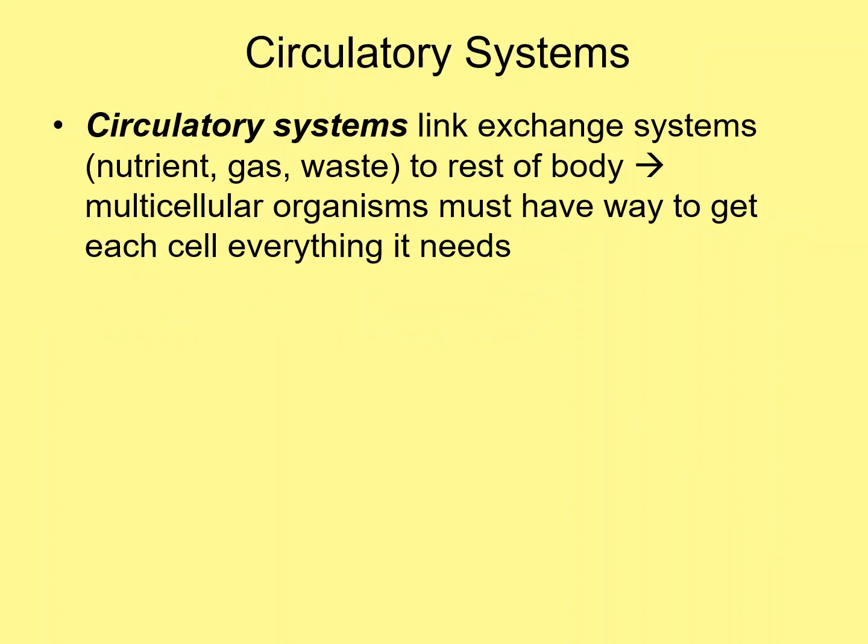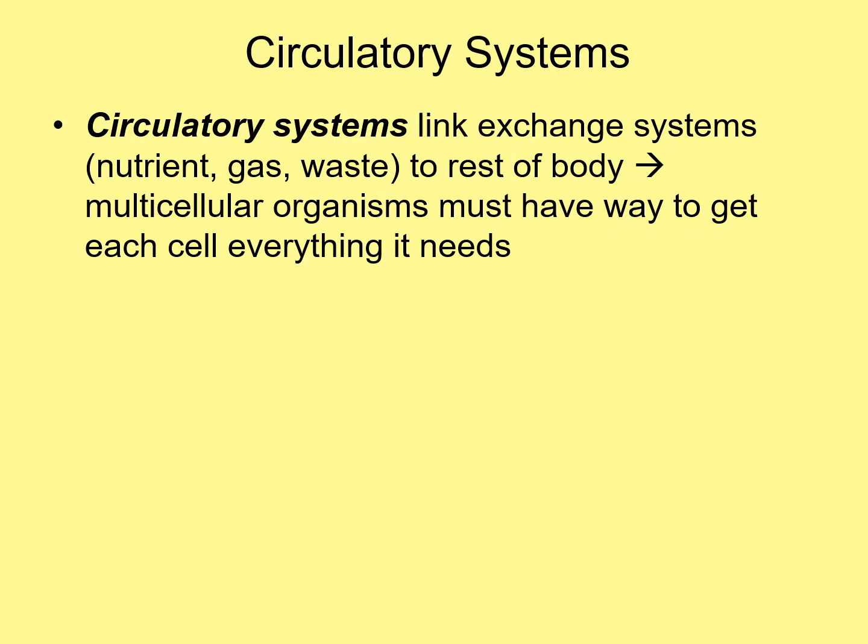Okay, so a circulatory system is basically linking exchange systems, so gas exchange, nutrient exchange, waste disposal, to the rest of the body. This is a way for multicellular organisms like people, and anything thicker than about 2 or 3 cells, to be honest, to get all of the things those cells need when they're not in direct contact with the outside world or with a source for those nutrients or those gases and so on, right?